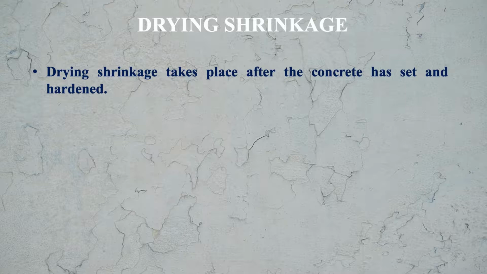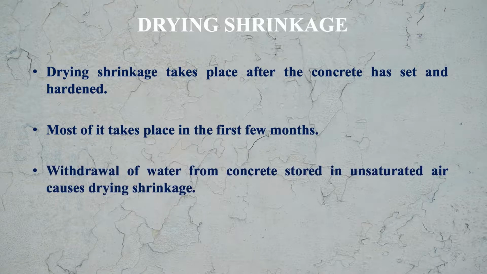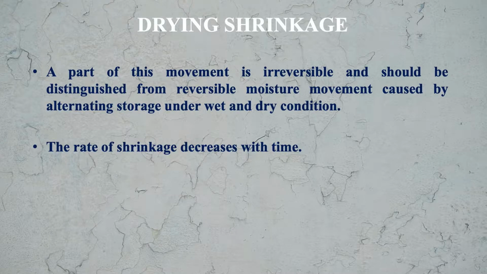Now let us see the drying shrinkage. Drying shrinkage takes place after the concrete has set and hardened. Most of it takes place in the first few months. The withdrawal of water from concrete stored in unsaturated air causes drying shrinkage. A part of this movement is irreversible and should be distinguished from reversible moisture movement caused by alternating storage under wet and dry condition. The rate of shrinkage decreases with time.